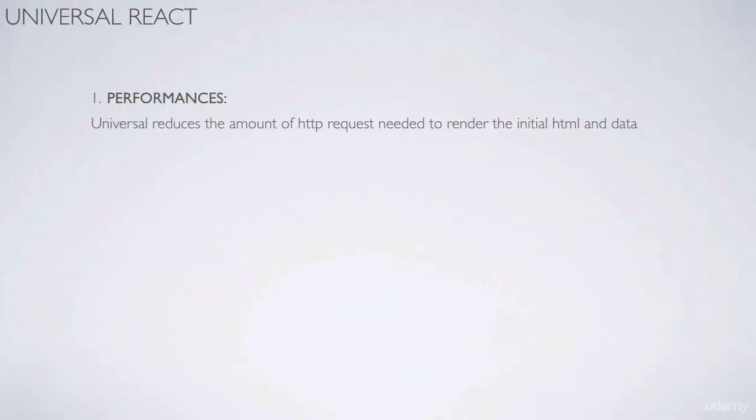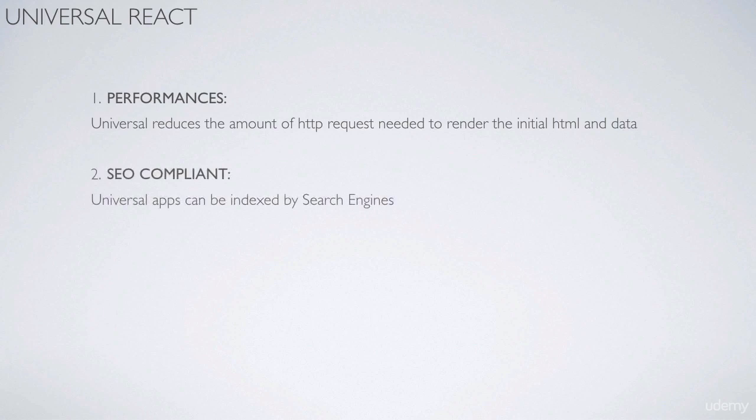A universal app delivers to the user the initial HTML and data with the first server response, and for this reason, the user will have the perception that the app is loading much faster than a fully client one. And also, since the HTML and data is rendered by the server, the app can be indexed by search engines without problems, and so to be SEO compliant.